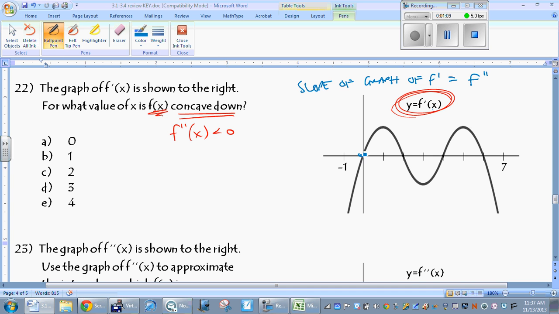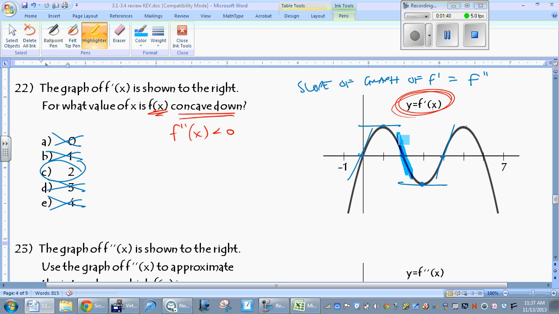At 0, our slope is positive, so that's not going to work. At 1, our slope is 0, not going to work. At 2, our slope is negative, that works. Let's just check the other ones just to make sure. Slope at 3 is 0, doesn't work. And slope at 4 is positive, doesn't work. So the only one that has a negative slope is right here at x equals 2.